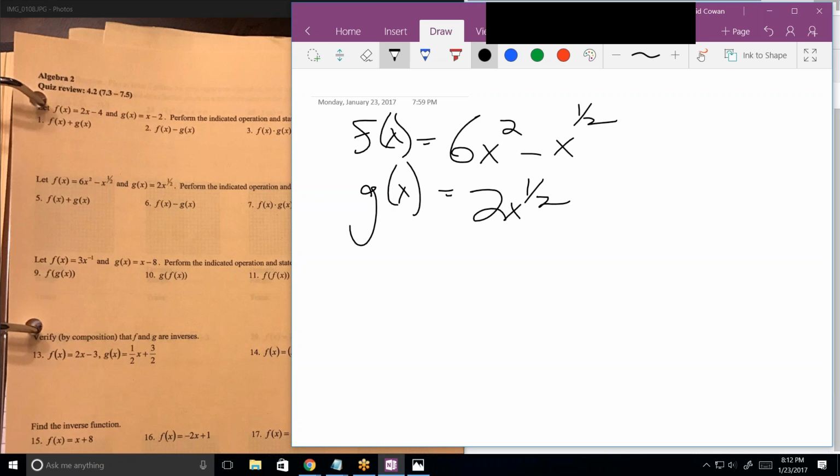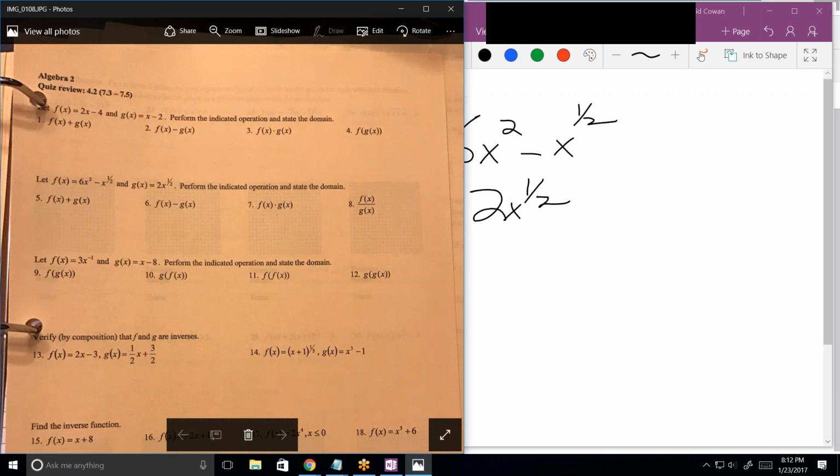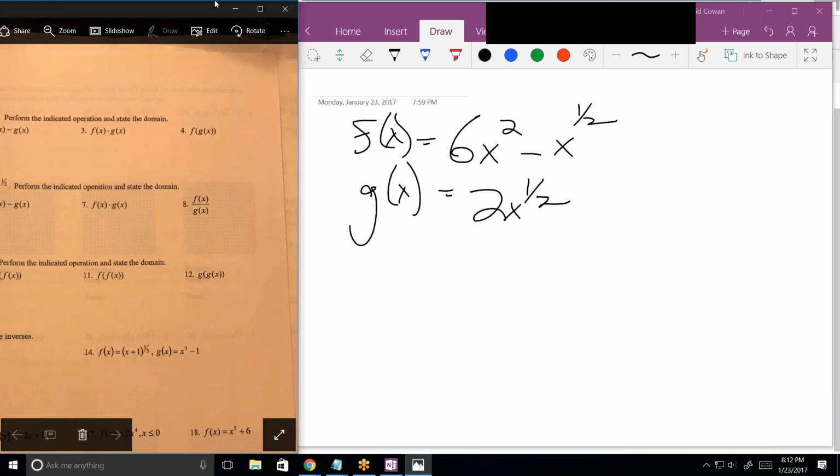Now, subtract them. What do you get? All right, so let's see here. F of x minus g of x. So you get 6x squared minus 3x to the 1/2 power. Good. Cool. And multiply them.